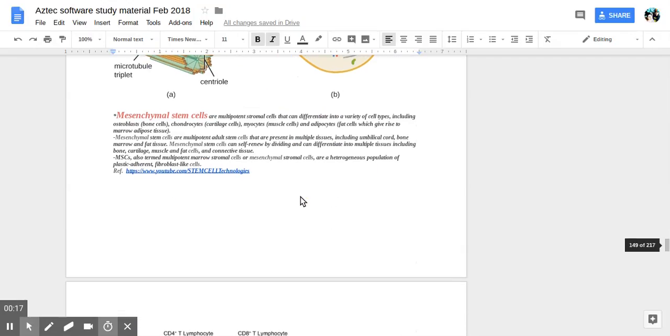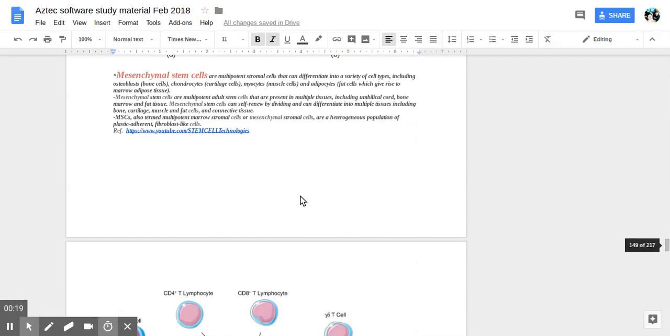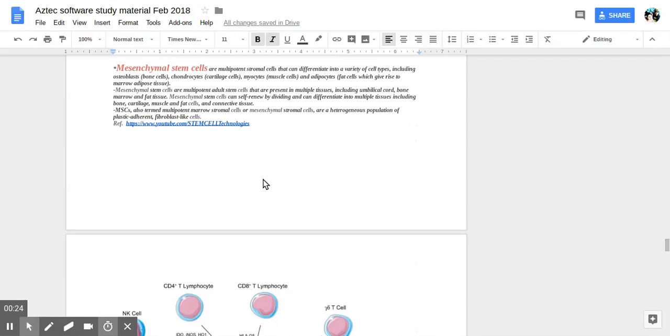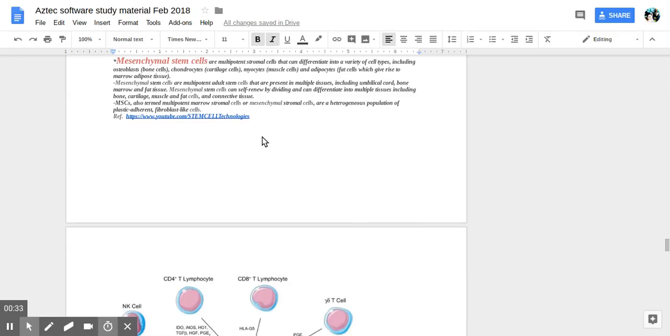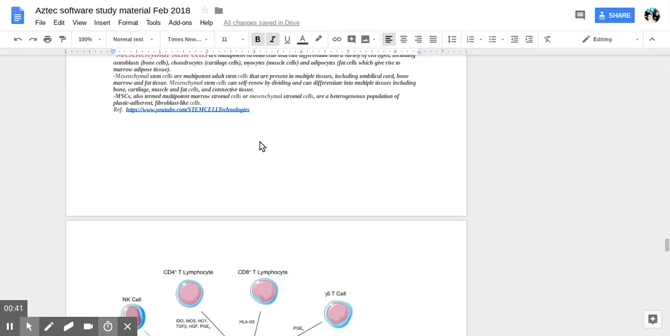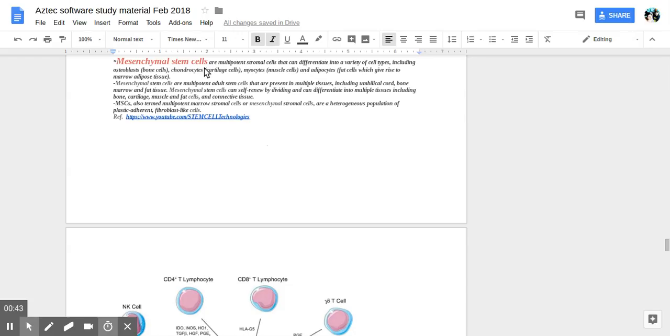We just got done with the cell cytoskeleton section. And we learned that the cell cytoskeleton and the proteins associated with the cytoskeleton are similar in different types of cells, but they're slightly different. And there are different types of cells in animals. We were learning about mesenchymal stem cells, which are multipotent stromal cells. They differentiate into different kinds of cells.